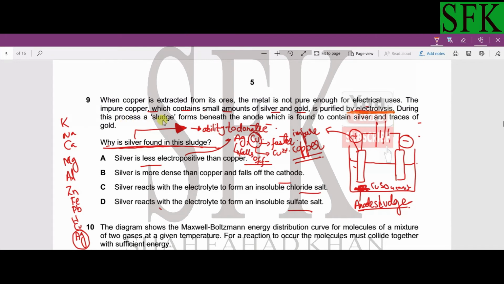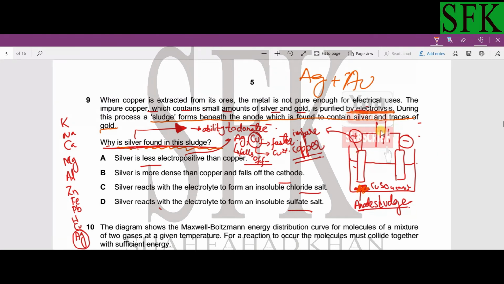Okay, during this process, a sludge forms beneath the anode, which is found to contain silver and traces of gold. So silver and gold are found in these traces in the anode sludge. Why is silver found in this sludge?